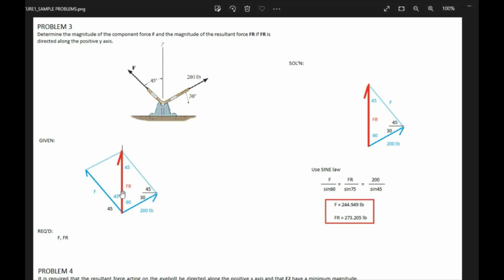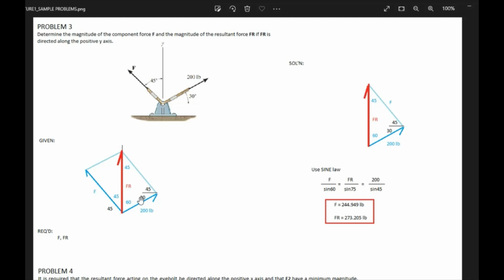Okay? Next, from what we have explained in class, for a parallelogram, when you draw a diagonal from one of its corners to the opposite corner, the angle here would be the same angle here. Okay? So, if this is 45, this here is also 45. Alright? Next, in the same manner, if this is 30 degrees, the angle from here to the horizontal line is 30 degrees.